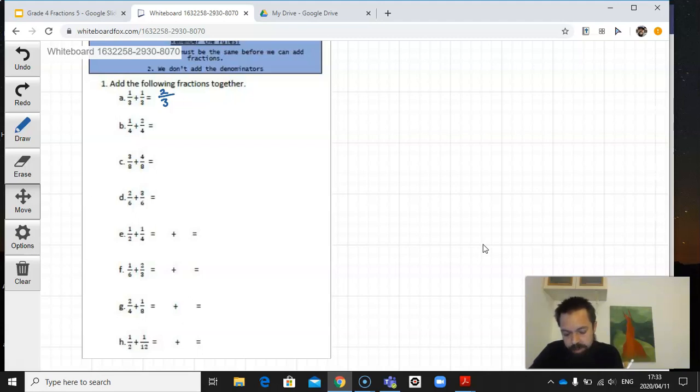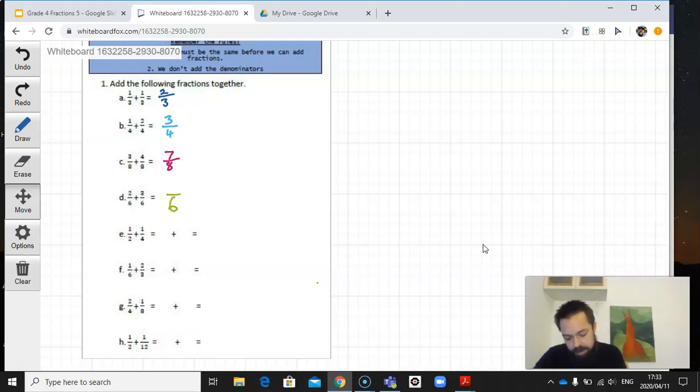Looking at number two, our denominators are already the same, so we don't have to add those again. Denominator stays as 4. 1 plus 2 is 3. There we go, there's our answer. Next one, C, our denominators are already the same, so we don't need to change them. Denominator stays the same. 3 plus 4 is 7. 7 over 8. D, the last one where I gave you the denominators being the same as well.